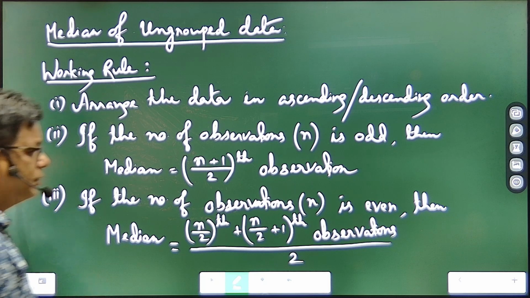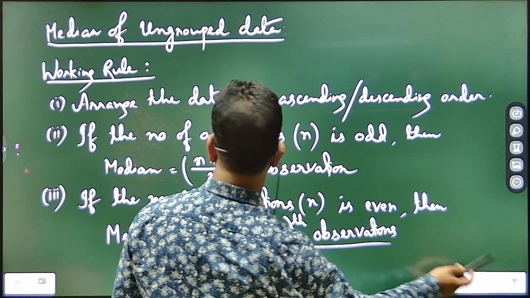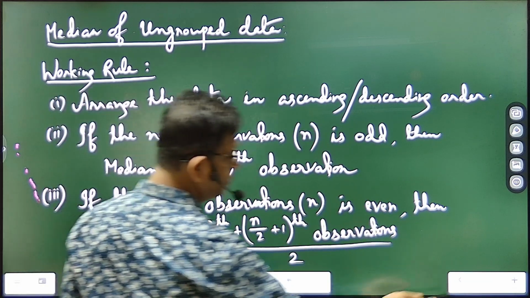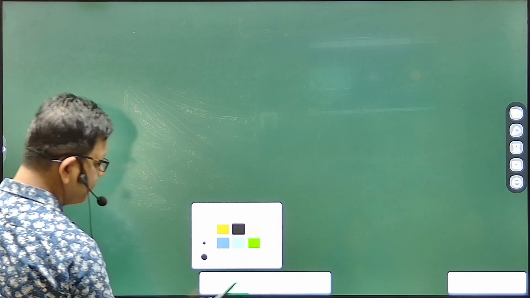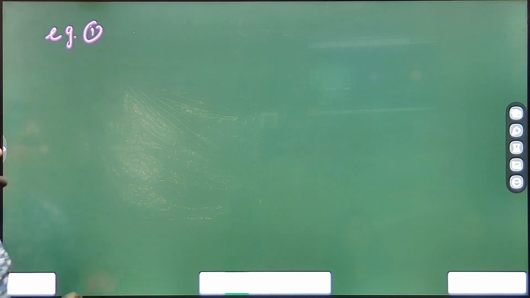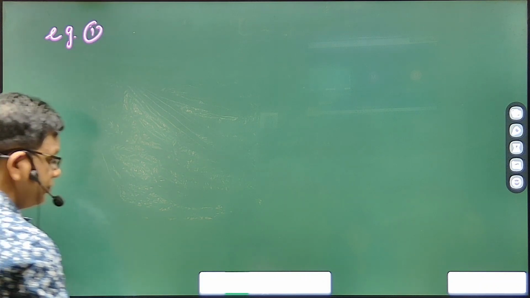Okay, so median of what is that? I'm going to start with ungrouped data, then with group data. Both are equally important. So let us write an example. Just a minute. Okay, so two examples of this type. Example 1, which I'm going to explain. Number 2, you will try yourself.